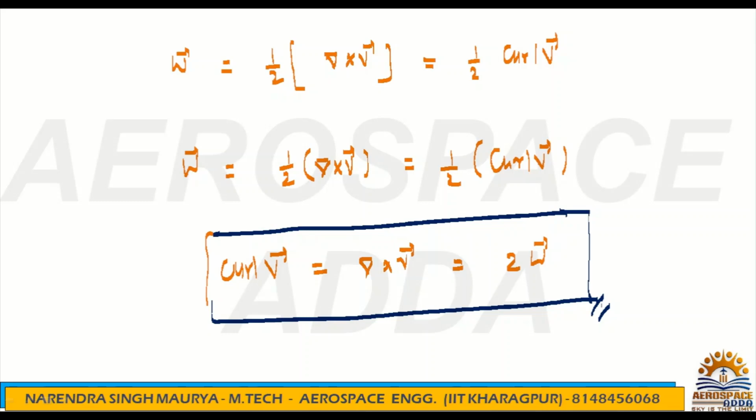Second, curl V vector, you got 2 times the angular velocity. For a flowing fluid, they can ask the curl of velocity vector V is equal to 2 times the angular velocity. Or simply they can give the angular velocity value and ask for curl V vector. So the problem they can ask easily here. Now, angular velocity is done, and this curl V vector meaning you also understood.